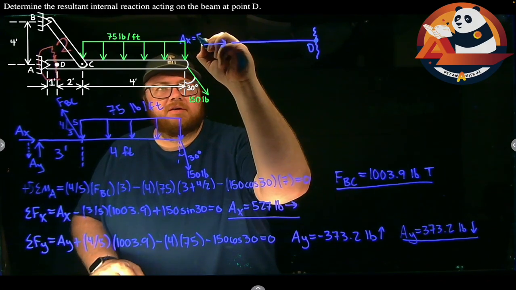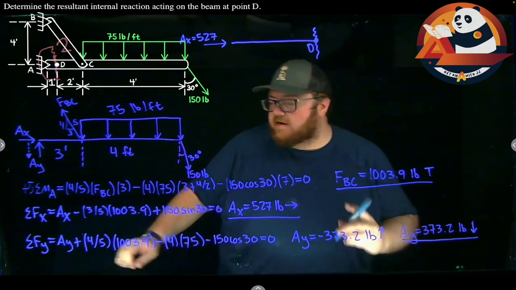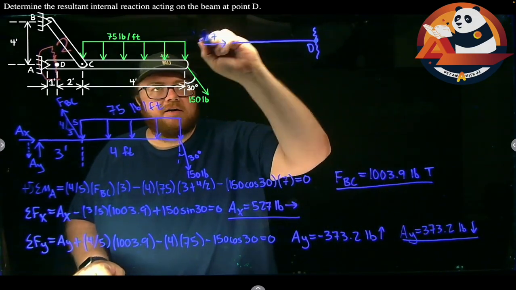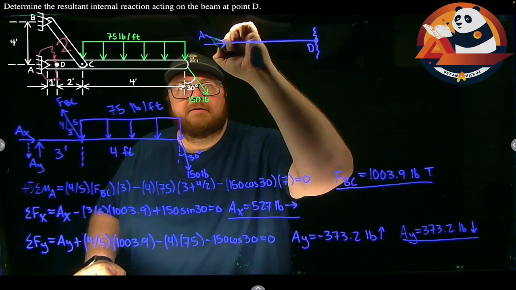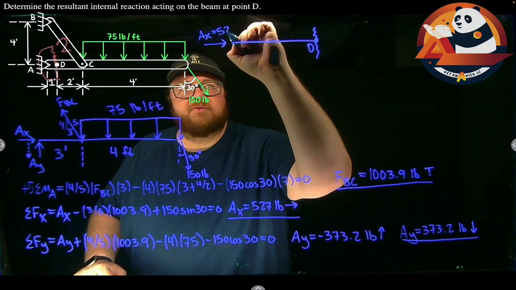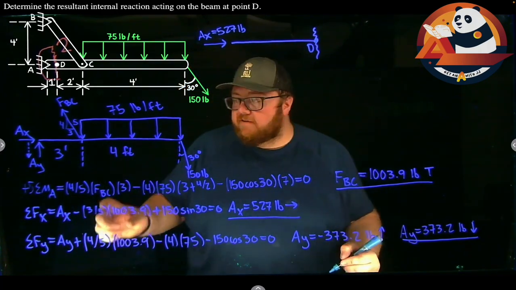AX equals 527. I have AY in here. Let's relabel that AX so it's not on a different picture. AX equals 527 pounds.